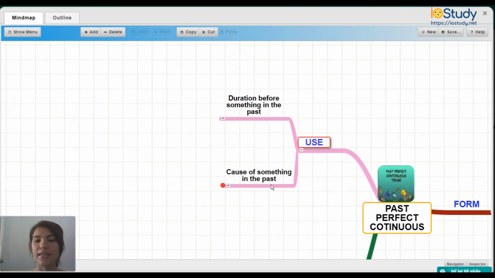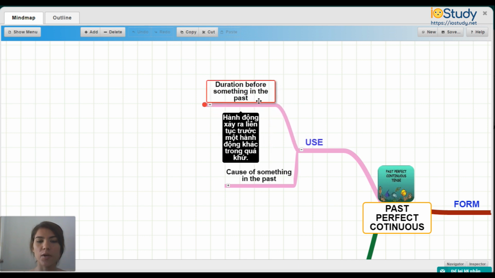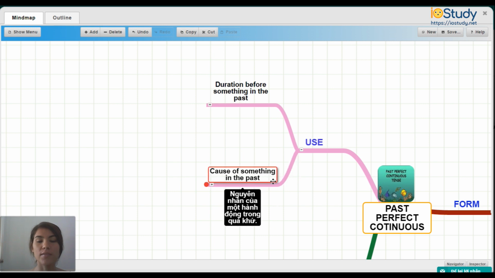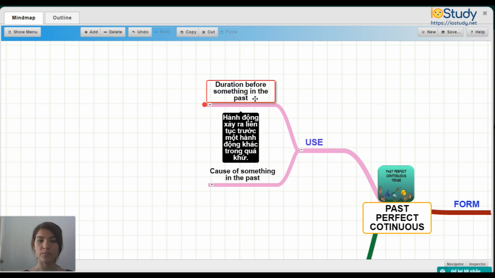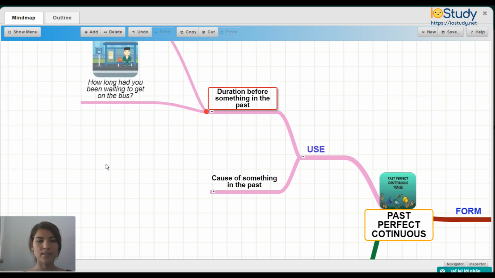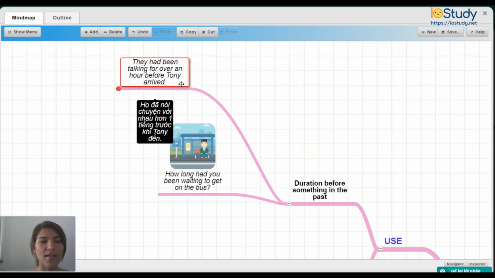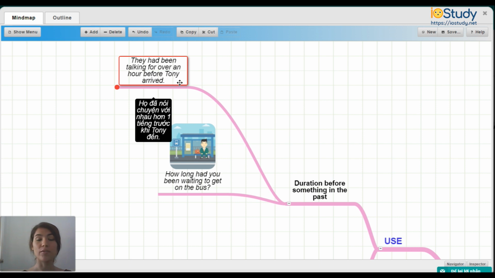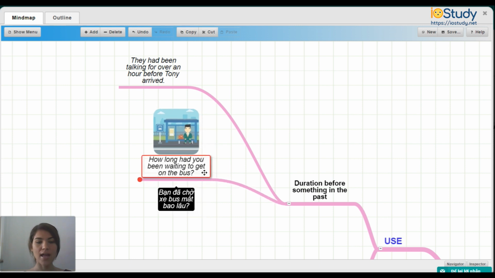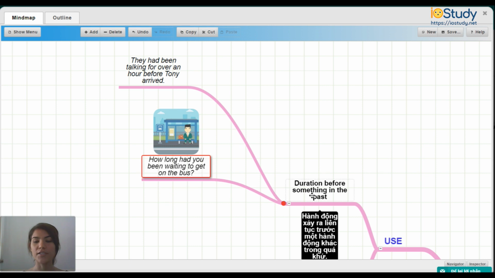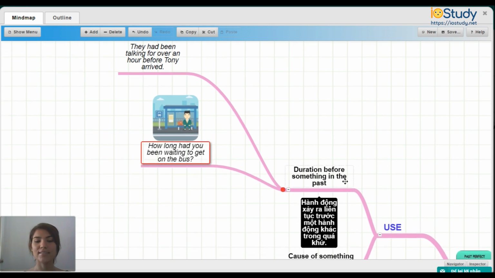We use the past perfect continuous as a duration before something in the past and a cause of something in the past. So, for example, duration before something in the past. We have two examples. Number one, they had been talking for over an hour before Tony arrived. And number two, how long had you been waiting to get on the bus? So as you can see, both of these are a duration before something in the past.